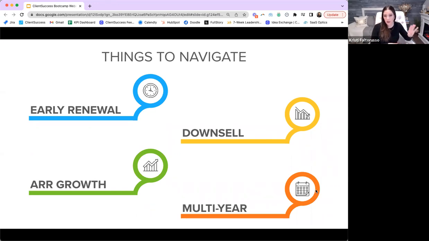But tons to think about there, depending on how your organization thinks about renewals and early renewals. But I think that they're worth tackling and taking down if possible. The next is ARR growth.